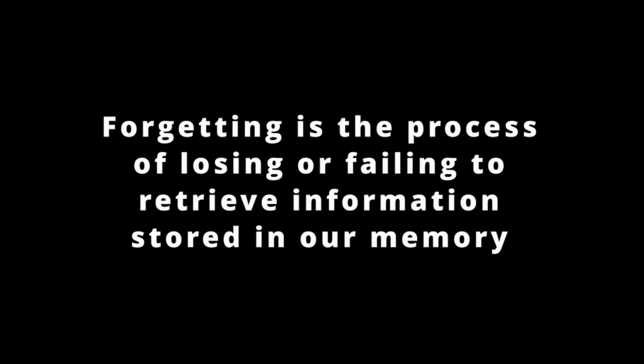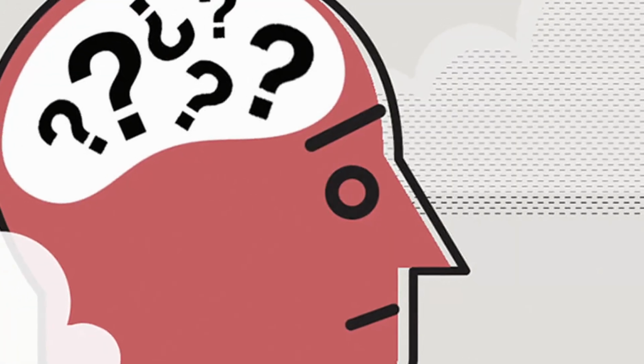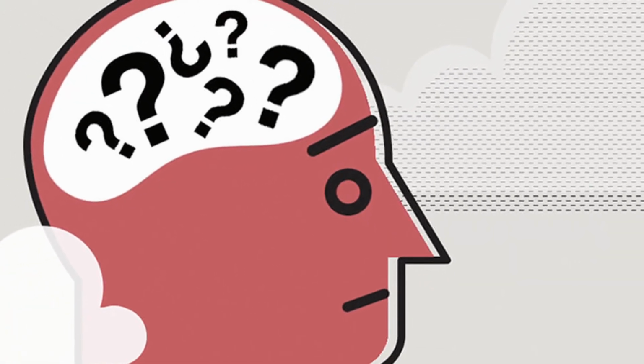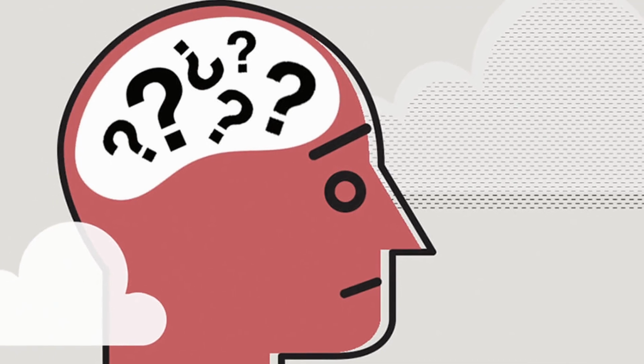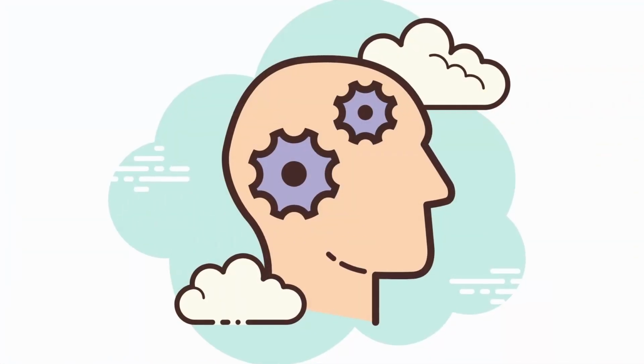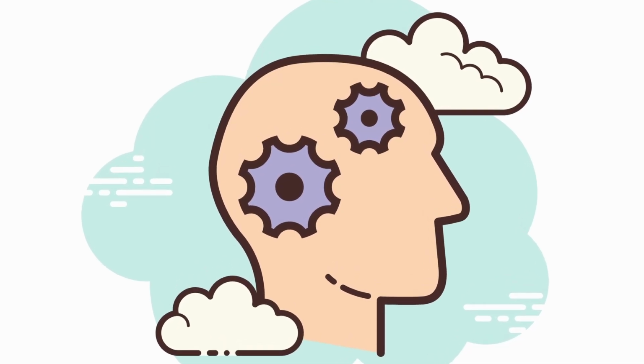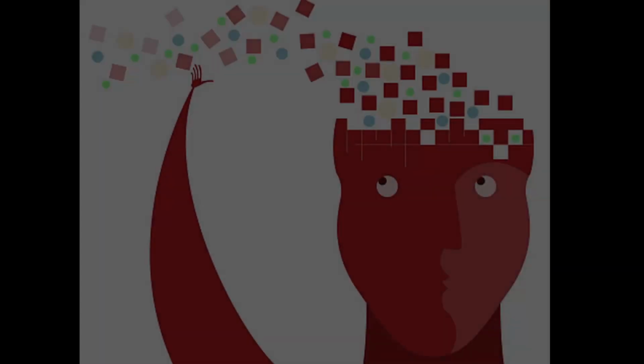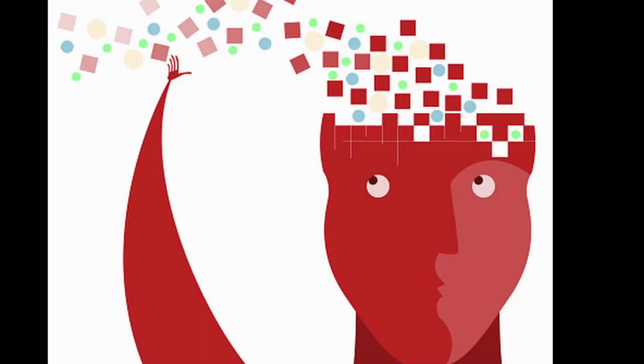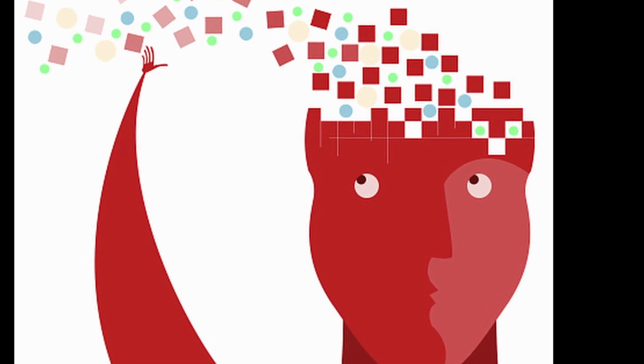Forgetting is the process of losing or failing to retrieve information stored in our memory, which means there is a process of losing information that is stored or just simply failing to retrieve information once heard or maybe seen. Now, there are two types of theories of forgetting. First type is the decay theory, and the second type is the interference theory. Now, according to the decay theory, the memories fade away over time when they are not used.